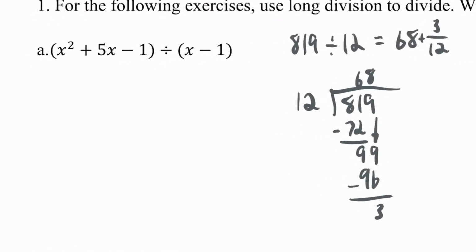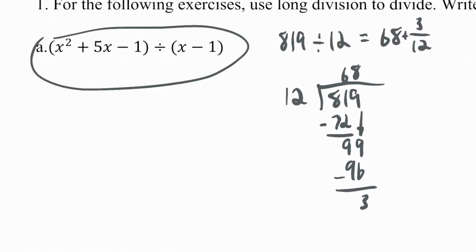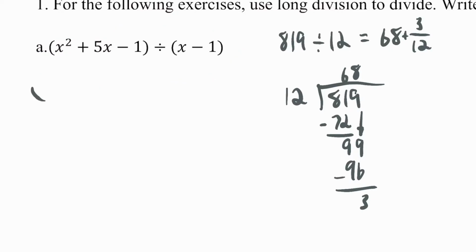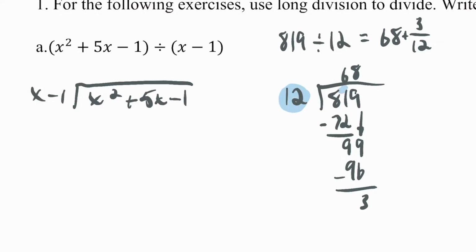Well, I'm going to do the same thing over here with these polynomials. So I'm going to do x minus 1 divided into x squared plus 5x minus 1. And much like previously with the 12, where I was comparing two digits to two digits, here I'll compare two terms to two terms for similar reasons.